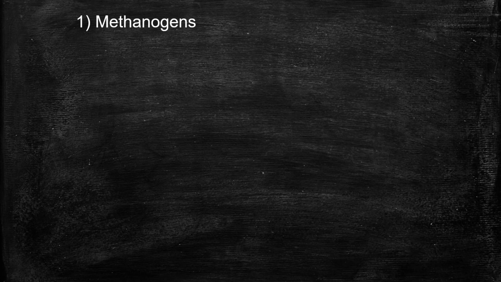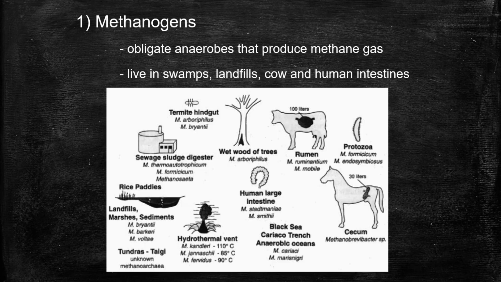So let's talk about our methanogens to start with. They are obligate anaerobes, so that means that they require an environment that lacks oxygen, and they produce methane gas. So they live in swamps, landfills, and they live in the intestines of humans and cows.